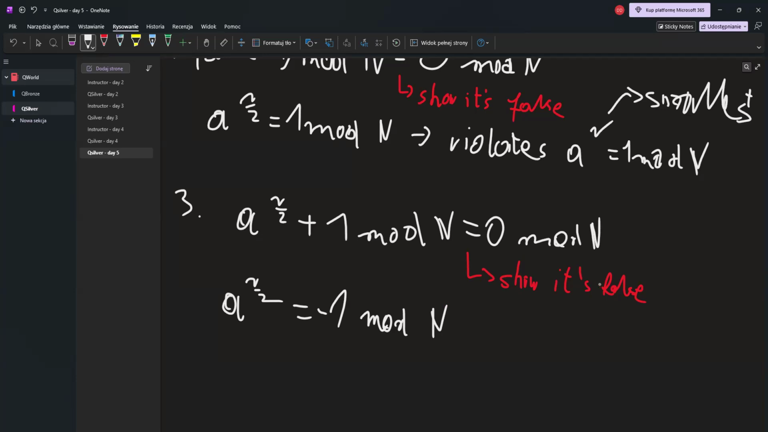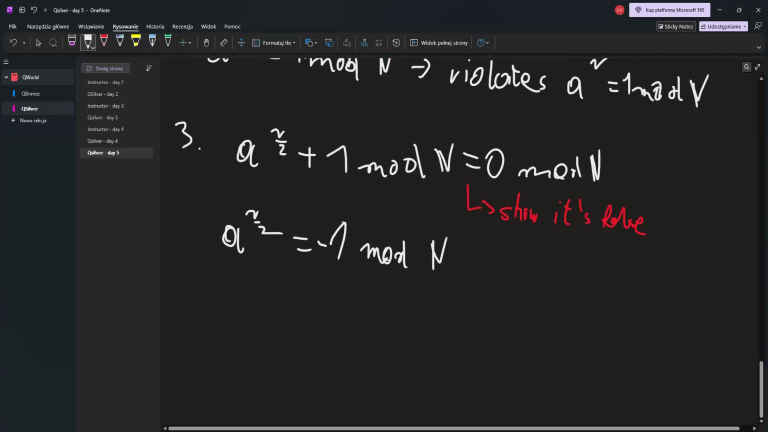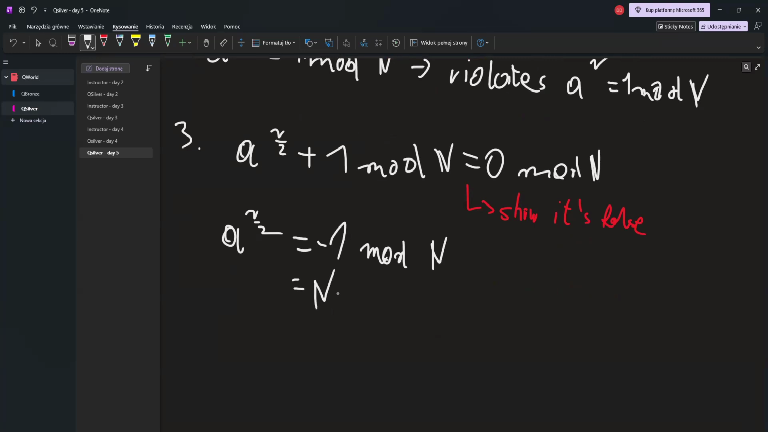So now recall that the modulus, so calculating the remainder, works in kind of a cyclical fashion, yes? So, for example, if the remainder is equal to -1, then it actually means that we can also write it as n minus 1 mod n, yes?